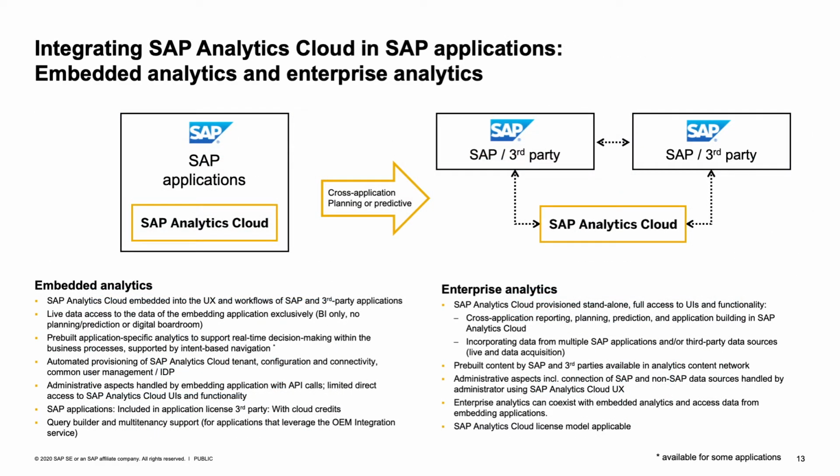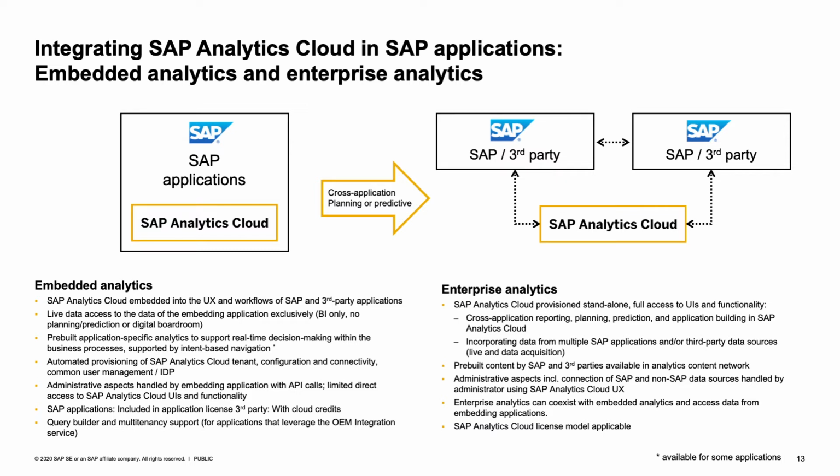So what's the difference between embedded and enterprise analytics with SAP Analytics Cloud? In embedded, SAC is embedded in the UX of the embedding application, as we saw in the demos also. And there is a live connectivity to the application directly. It is not possible to connect this embedded SAC to other data sources. The application can deliver predefined content for the analytics business workflows that the application supports.